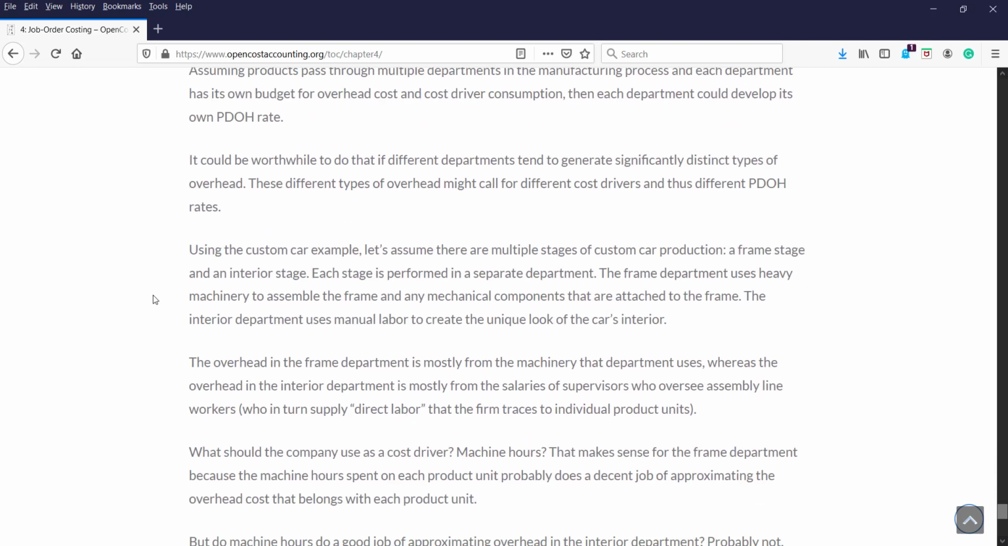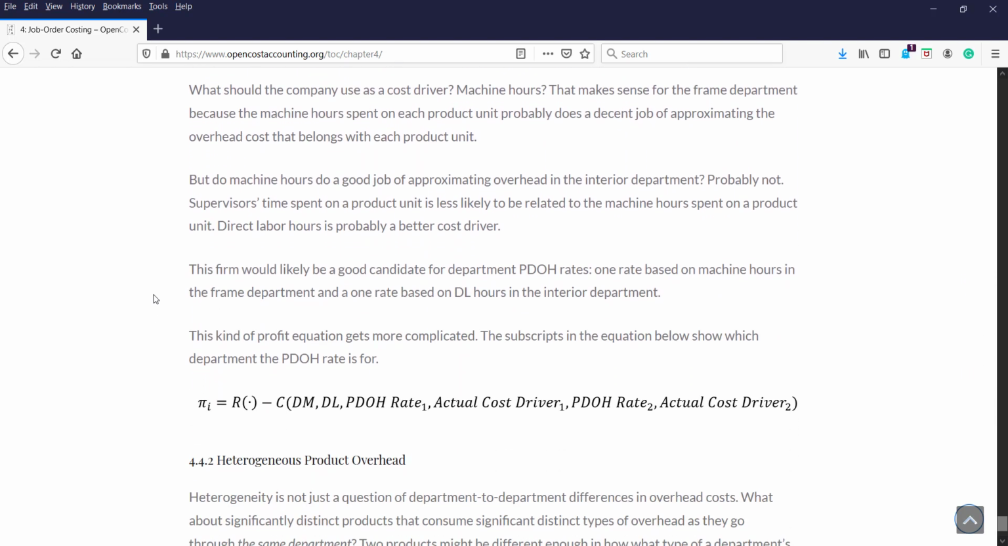And so each product, as it goes through each department, gathers up the direct labor hours from Department A that it incurs, and then that's multiplied by Department A's overhead rate. Then it consumes machine hours from Department B, and that's multiplied by Department B's machine hour rate, and it's accumulating overhead costs based on this. But the key word in each of those statements is approximate.